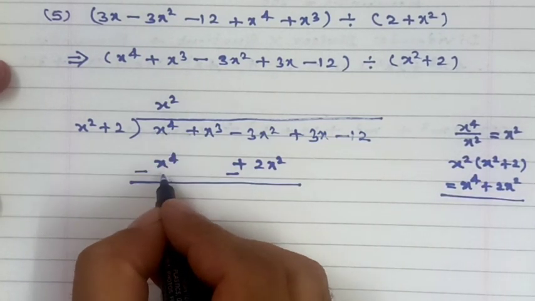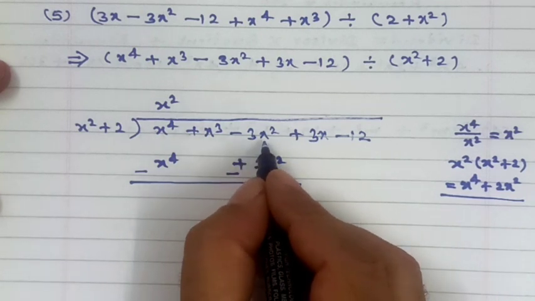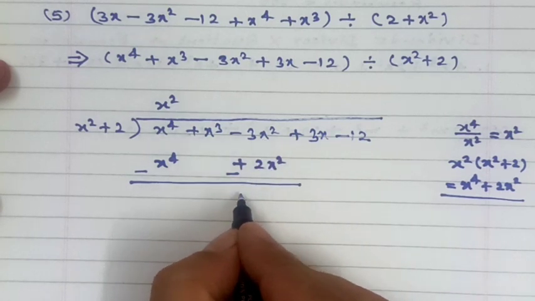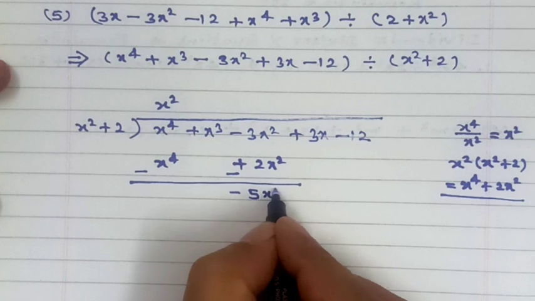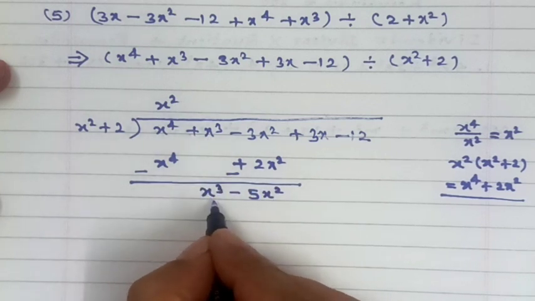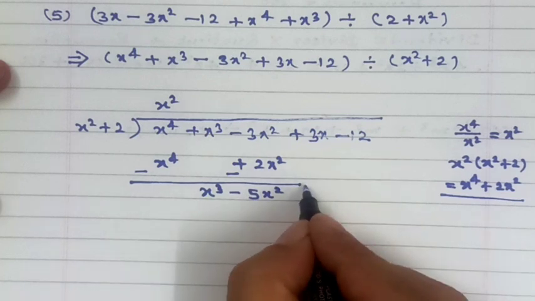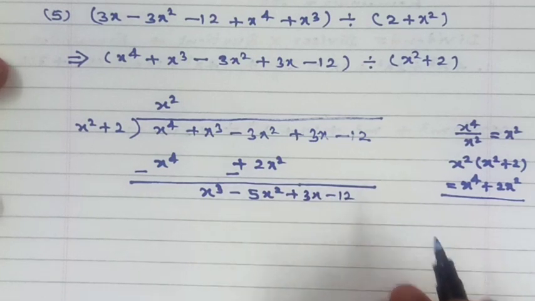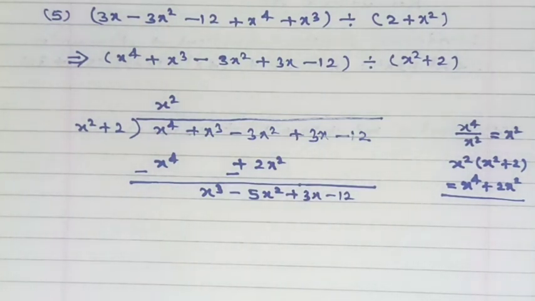And x raised 4, when you subtract, you will get 0, minus 3x square and minus 2x square will give you minus 5x square, and this x cube as it is. So you got x cube minus 5x square. If you want to copy everything, you can copy everything, plus 3x minus 12. Let's repeat the process again.